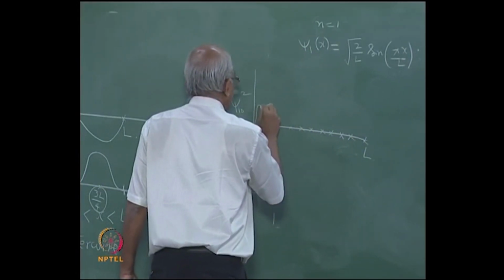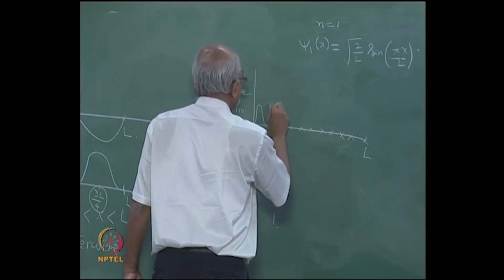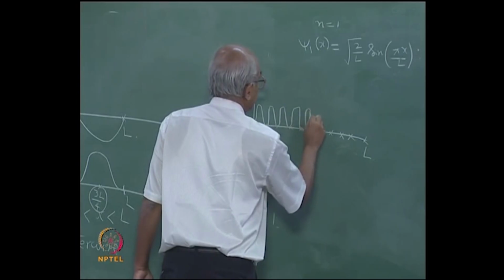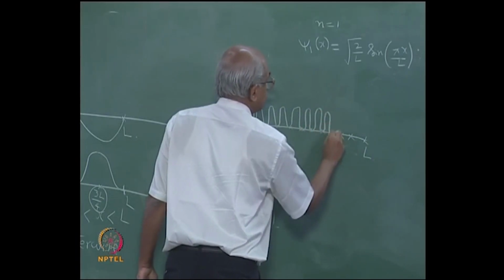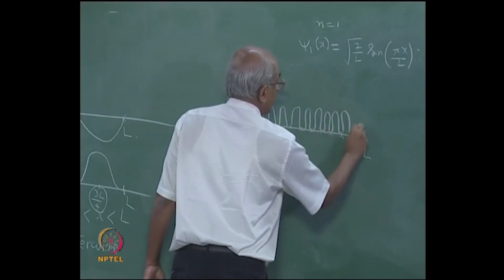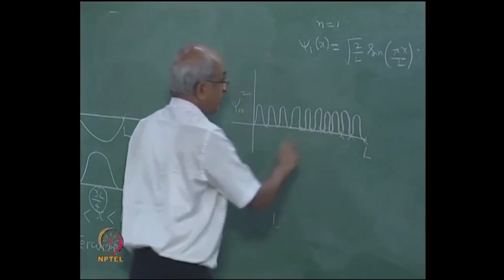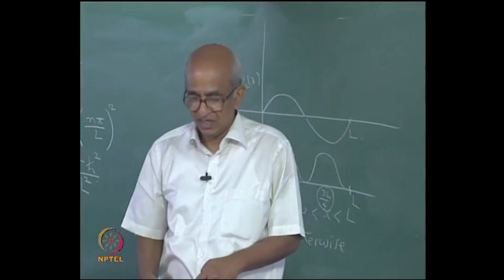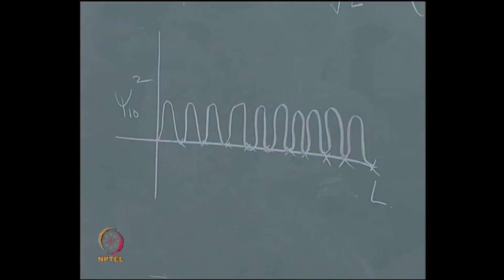And then what will happen? My probability will look like this. And they are all of equal height. You see, unfortunately, the way I have drawn, they do not appear to be of the same height, but they are all of equal height. Now, this is a very large value of n.